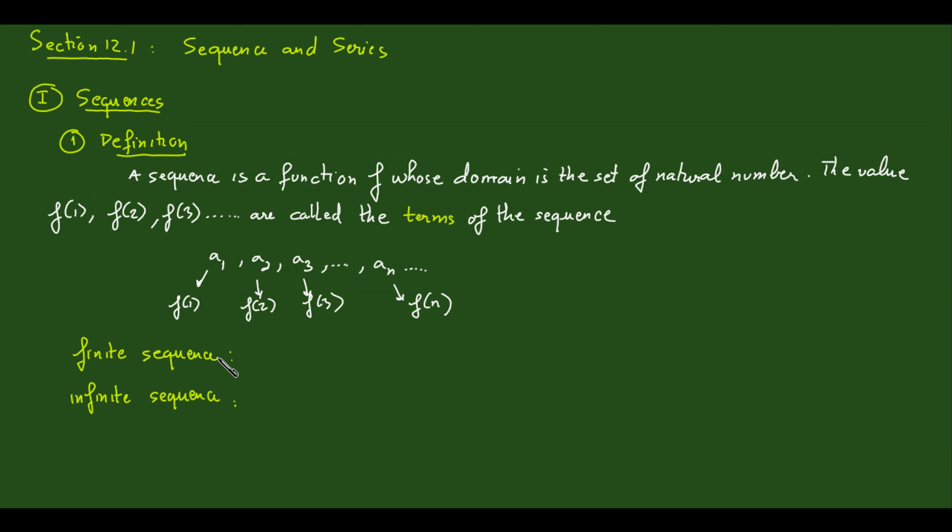A finite sequence is a sequence where we have a limited number of terms, and an infinite sequence is one where we have an unlimited number of terms. So this one has a limited number of terms, and this one has an unlimited number of terms.